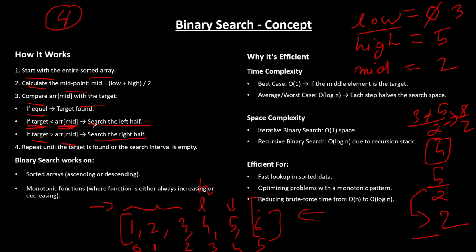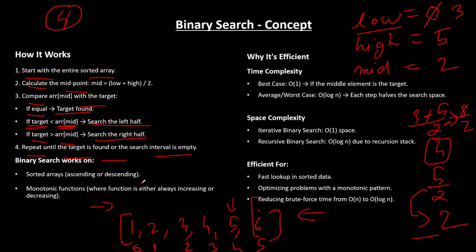Now what happens? You check, okay, you will see that the mid value is 4 and the target value is also 4. Therefore, we found the target. So we then return this particular index, or we return true or false as per the question, right? So we repeat until the target is found or the search interval is empty. If the search space says that you might not have the target, right?